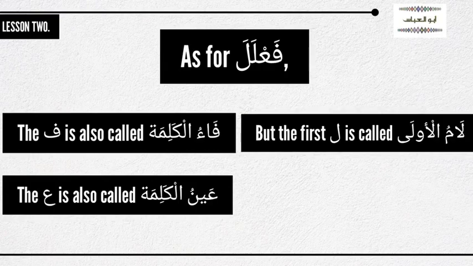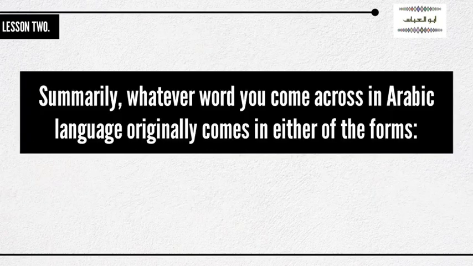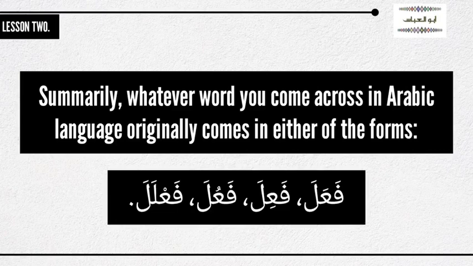That is the first lam. And you call the second one lamul thaniya, the second lam. So whatever word that you see in Arabic language, originally, either it is in the form of fa'ila, fa'ula, or fa'ala, or it's in the form of fa'alala. It does not go beyond that.